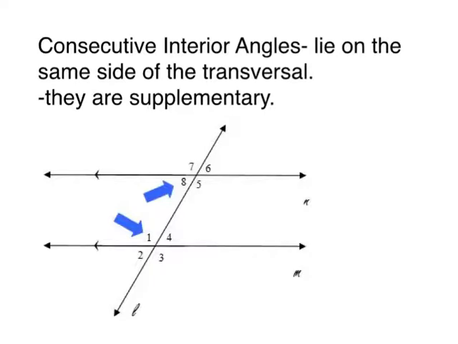Okay, the last one is consecutive interior angles. These lie on the same side of the transversal. They are supplementary. So all those three previous ones, those were all congruent, and these are supplementary. Very important to know that. So 1 and 8 will add up to 180, and 4 and 5 will add up to 180.